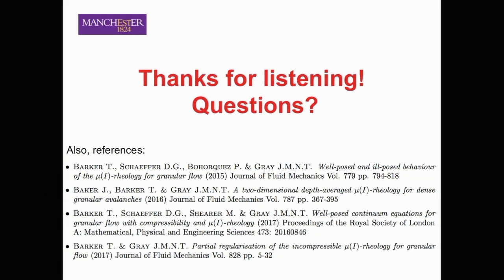I mean, ideally you would have an idea what the real physics is missing. I mean, if a model is ill-posed, there is some physics missing. Yeah, of course. And so we think one of the important physics is compressibility, but yeah, there are probably other effects that are going to come in as well.